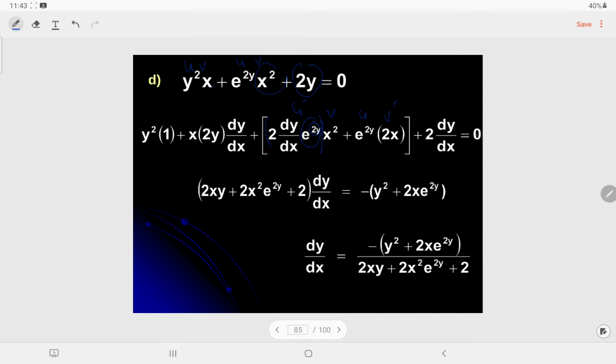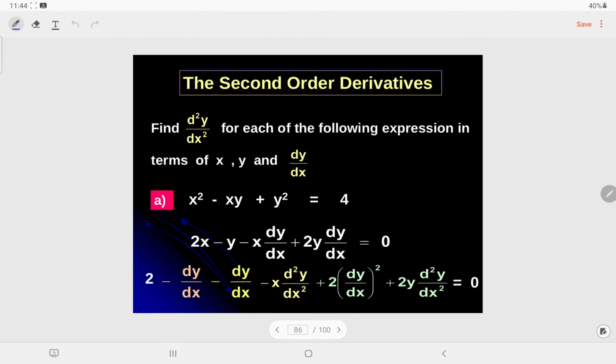dx equal to 0. So you factorize the variable which has dy over dx, and then the right hand side without dy over dx, and then we can get this final answer. Right, the second order derivative, we need to find the second order derivative d square y over dx square for each of the following expressions in terms of x, y, and dy over dx.